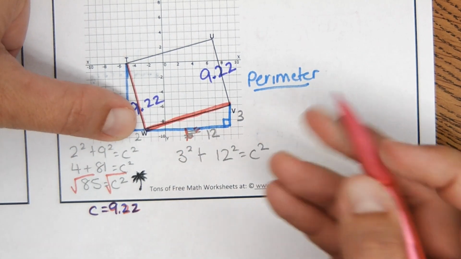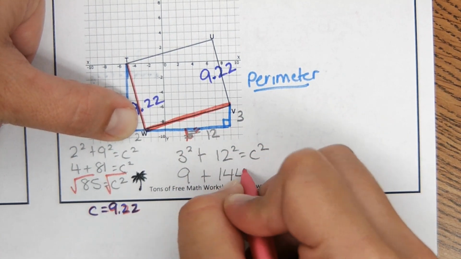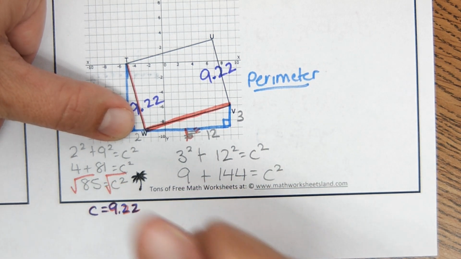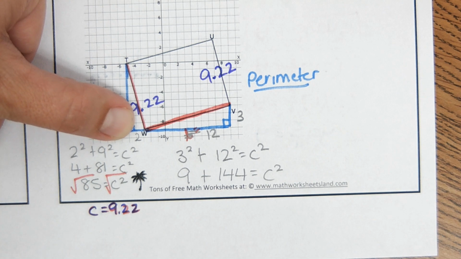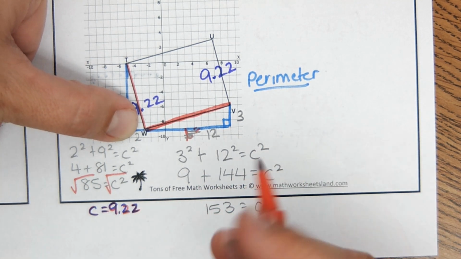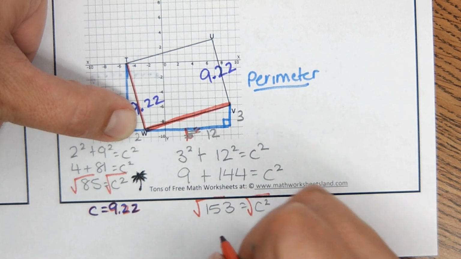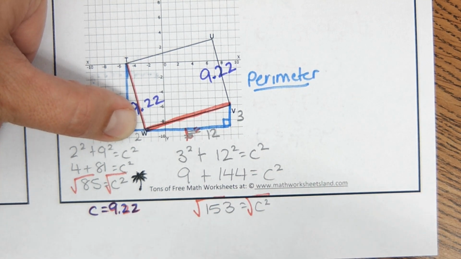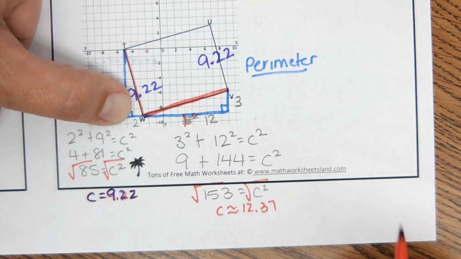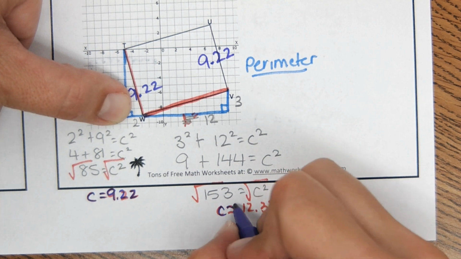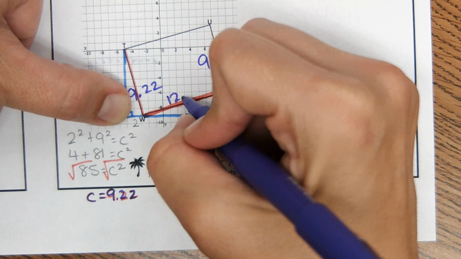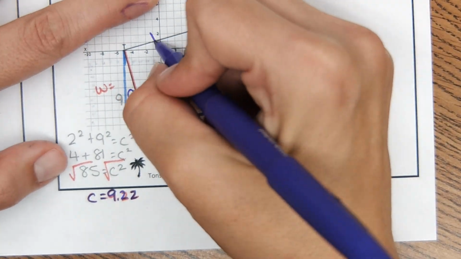So I got this set up to find this. So I got 9 plus 144, which is 153. Square root. And then c is 12.37. So that's the length here, 12.37. And then that would also be this length.